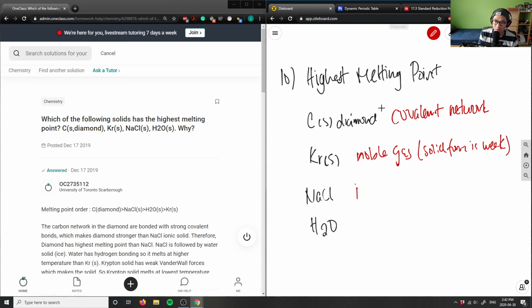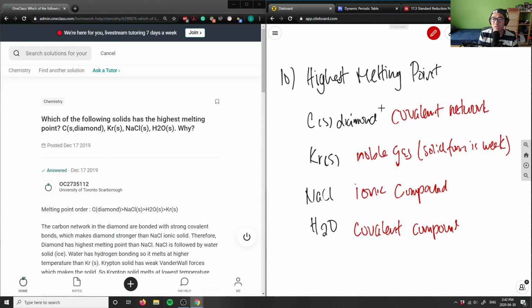NaCl is obviously my ionic compound. So it can be dissociated into the sodium ion, cation, and the chlorine anion. And finally, water here is simply a covalent compound, right?